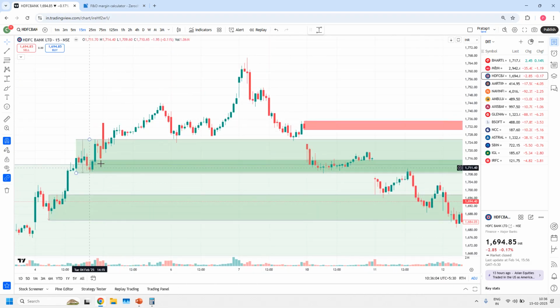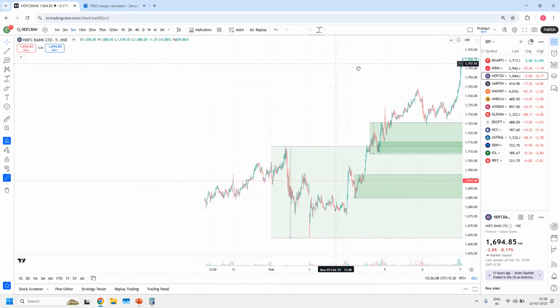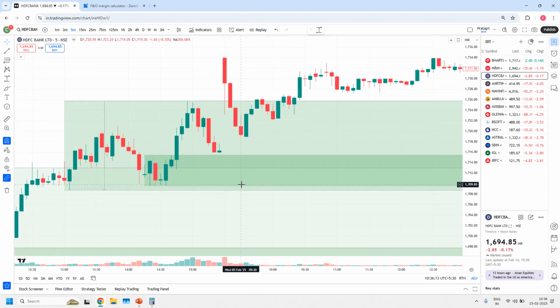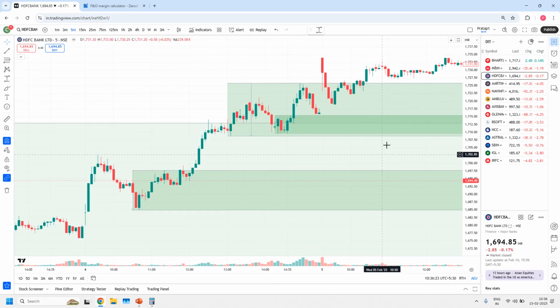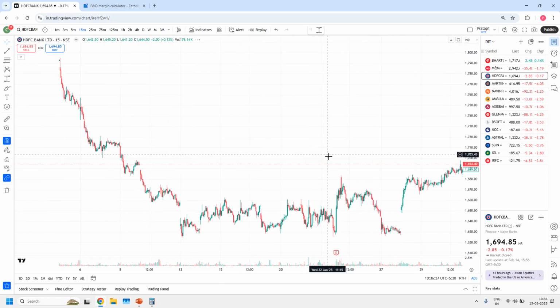And is it having, first of all, a fine-tuned 5-minute zone? That is very important. Yes, there are fine-tuned 5-minute zones here. Drop base rally, rally base rally. So that means this 15-minute zone is a very good zone for planning your trade. Okay.